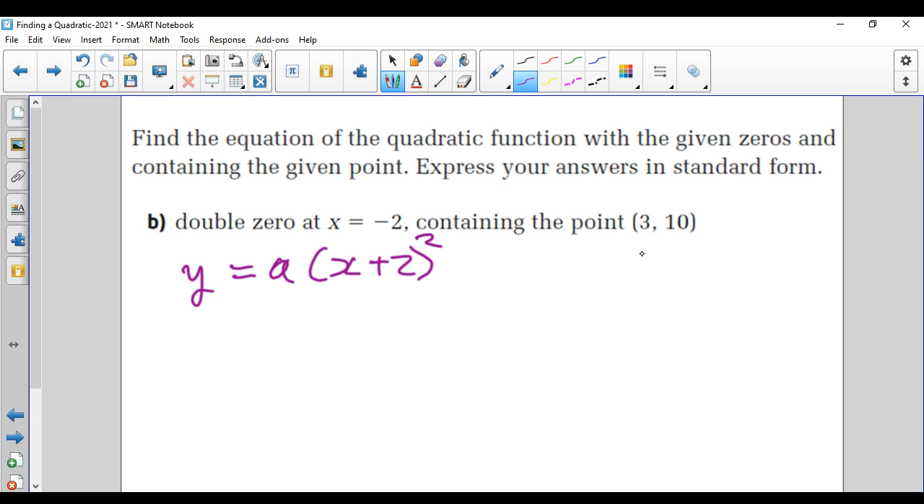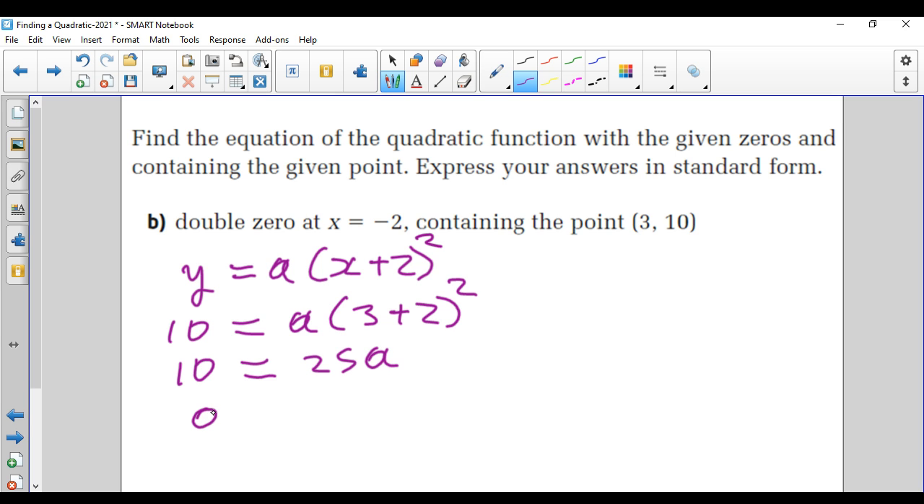And this one has the point 3, 10 in it. So we'll do what we did in the last example. We're going to plug in the 3 as the x and plug in the 10 as the y and see what happens to get the a. So 10 equals a. We don't know the a yet. And that's going to be 3 for the x plus 2 squared. All right. Remember, that's the same bracket being multiplied by itself. So we're just saying 3 plus 2 squared. And that, of course, is 5 squared, or 25. So 25a equals 10. And if I just divide through, then my a is equal to 10 over 25.